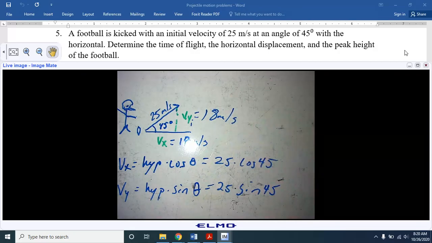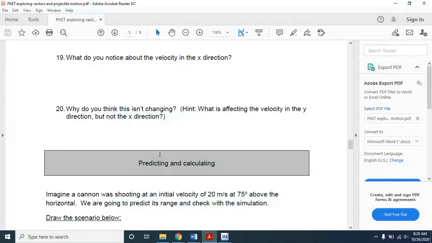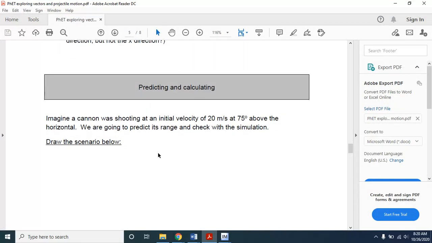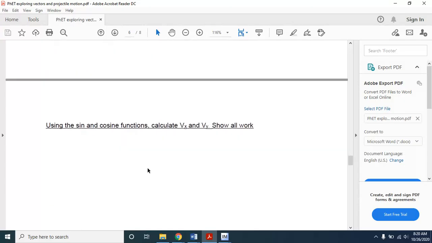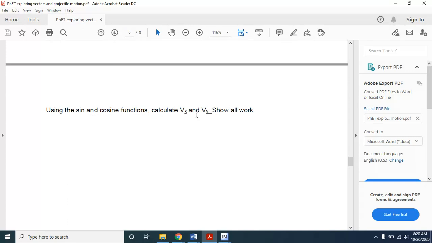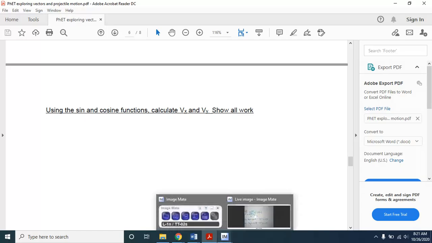Now, in the PhET simulation, they asked you to do something similar. Here, they said, draw this scenario. So that's what we did. Then use sine and cosine functions to solve for Vx and Vy. That's what we just did. We solved for the Vx and Vy of our angled flight.